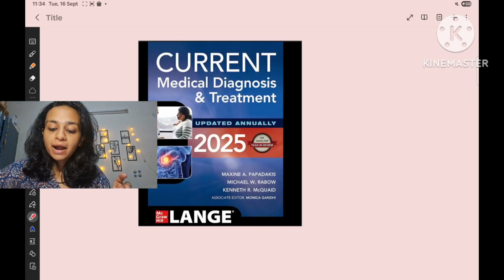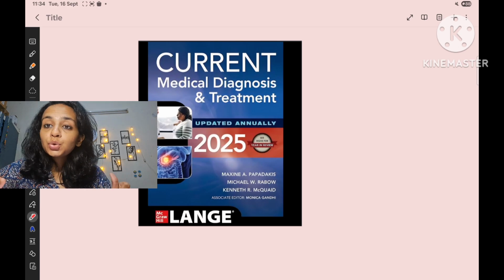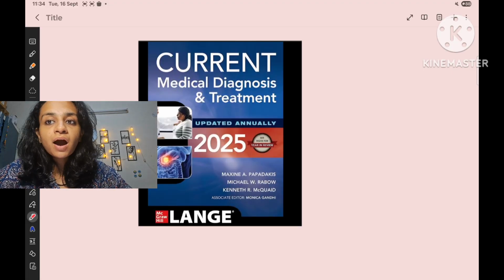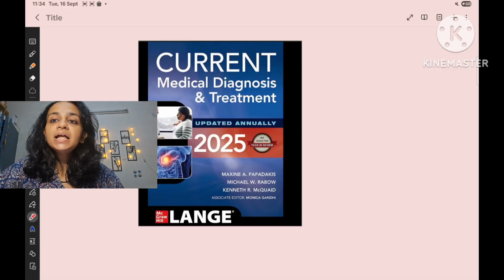And if you have time and you really want to learn the new treatment guidelines, because this book is published every year, we have CMDT of 24, 23, 25. So if you want to refer to the latest guidelines, since a new question can be asked from guidelines that have changed, then you can refer to this book. Either you can get a PDF of this from Telegram groups or hard copies from Amazon.